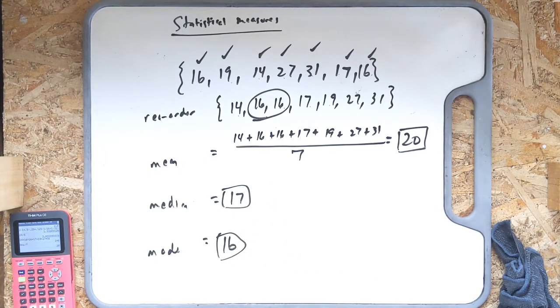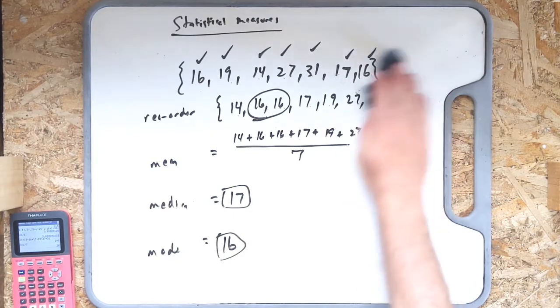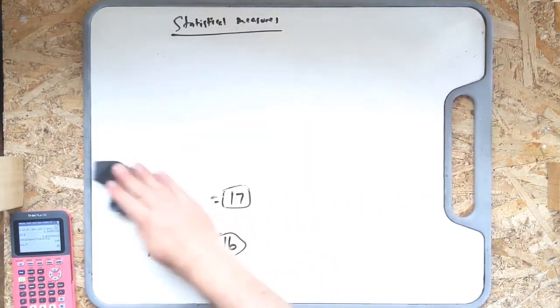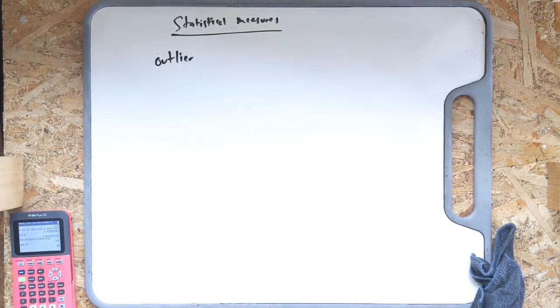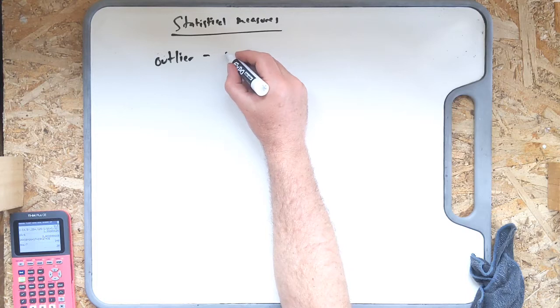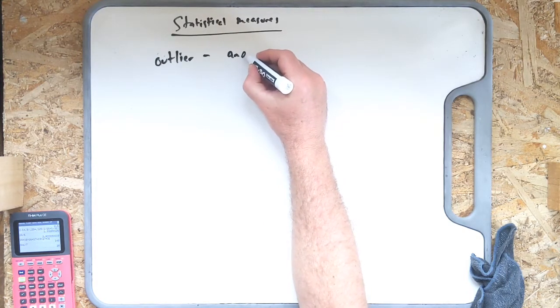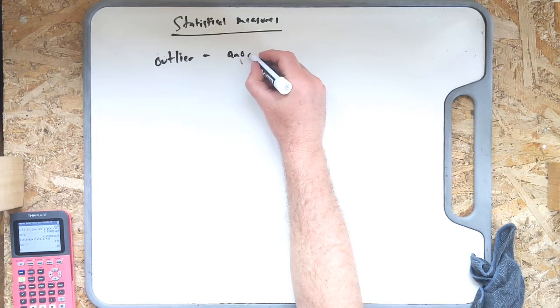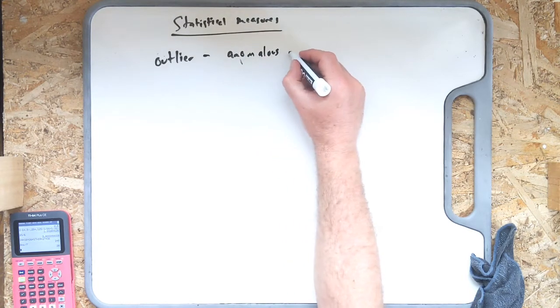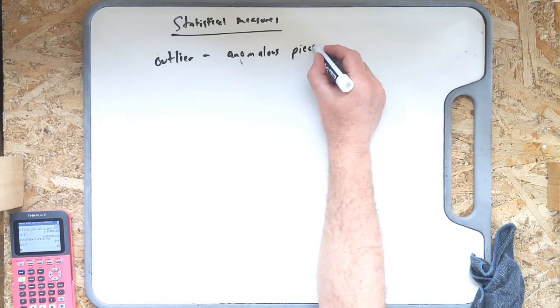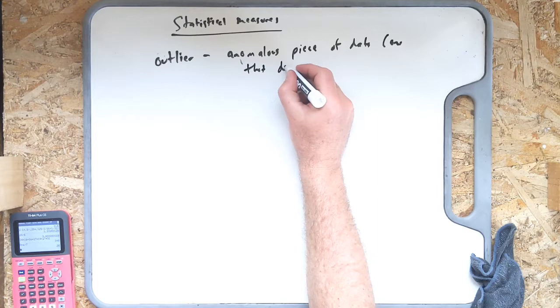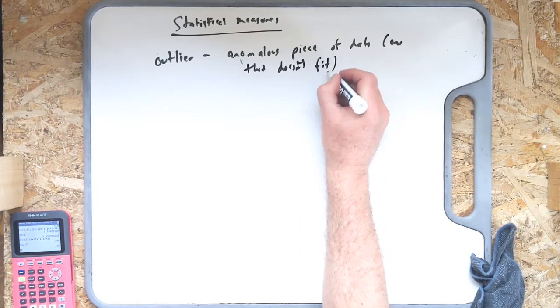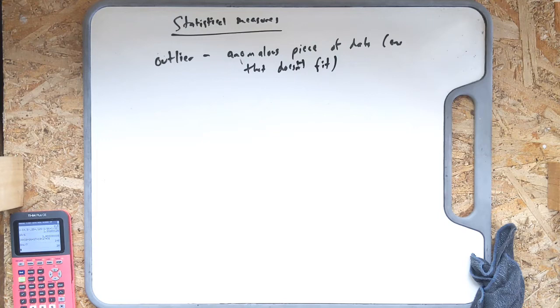Okay, the last data I'm going to use before we do a couple more problems is what's called another statistical measure. It's called an outlier. So an outlier is a piece of data that doesn't seem to fit, which is sometimes called an anomalous piece of data, or one that doesn't fit. Sometimes this shows up because you have a mistake when you collect data, especially in a laboratory experiment. It's something that doesn't seem to fit.